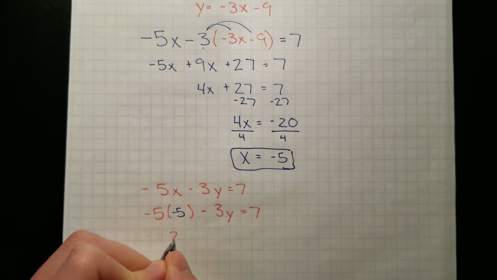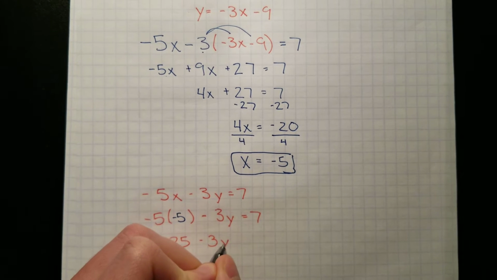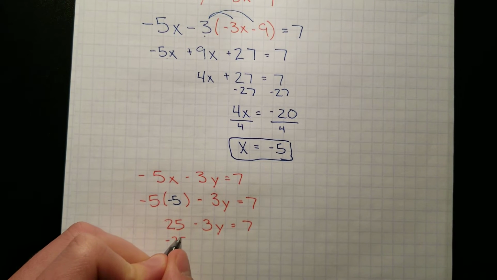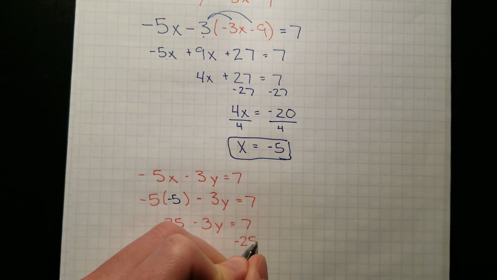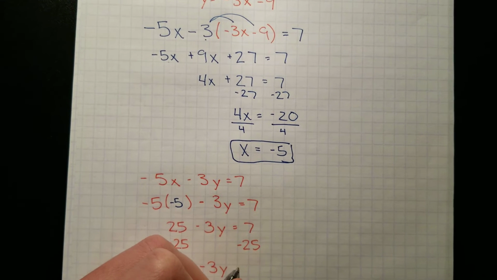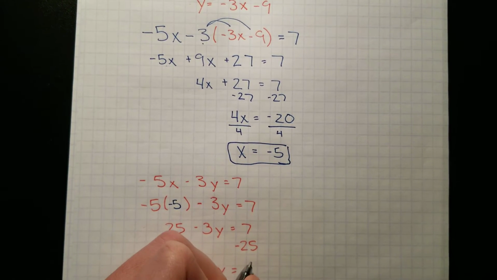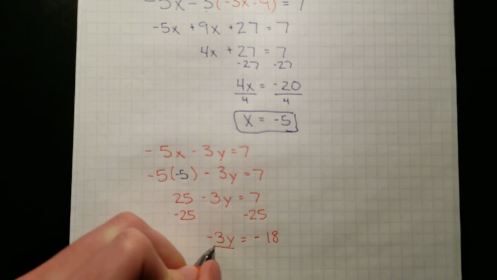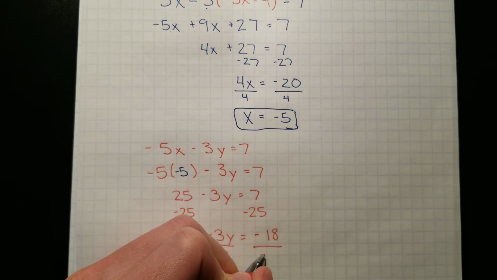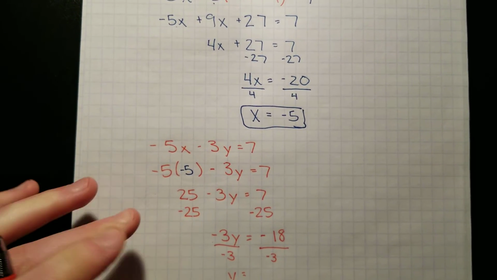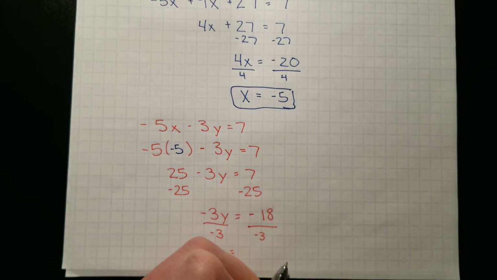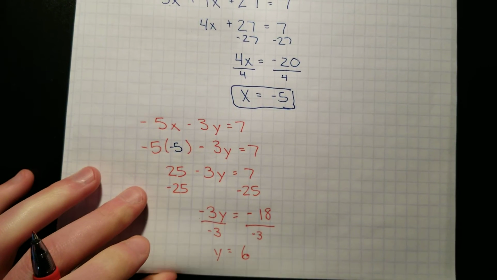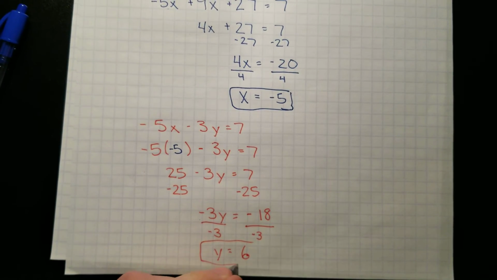Negative 5 times negative 5 is 25. And now we have to subtract 25 from both sides. Negative 3y equals negative 18. And we divide both sides by negative 3. So y equals, scooch that up a little bit, y equals positive 6. Yeah, like that. So now we have the y value for our solution.